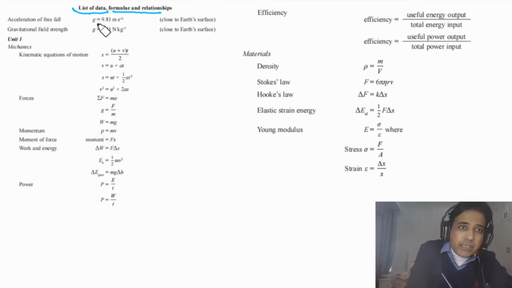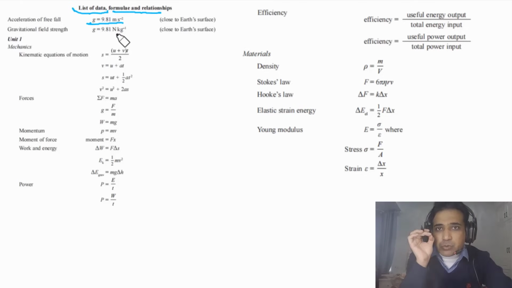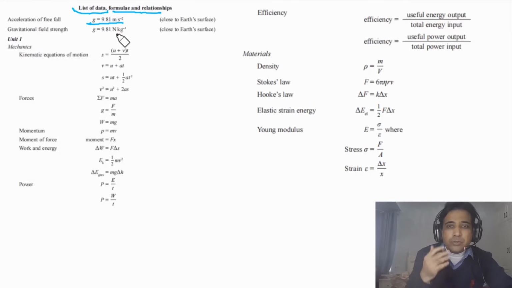Also, in the exam you have to use the value of g equal to 9.81 meters per second squared. You cannot use 10 meters per second squared. So these things are important. You need to understand that some important formulae and some important data are given to you.